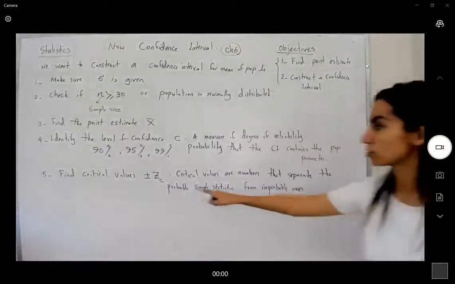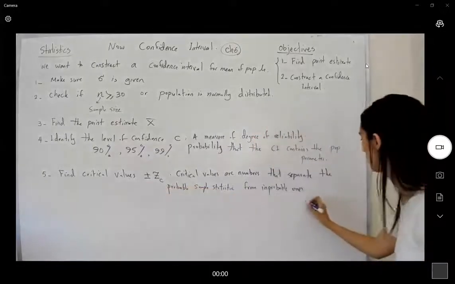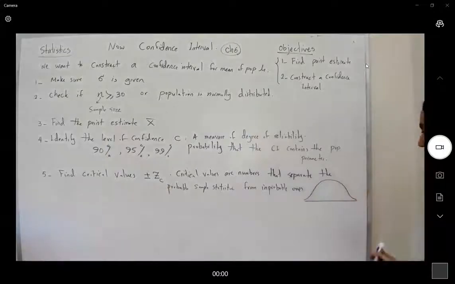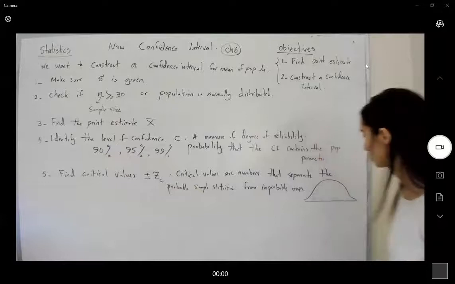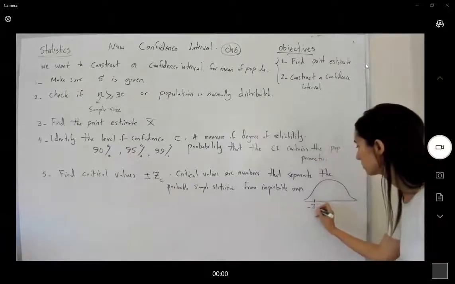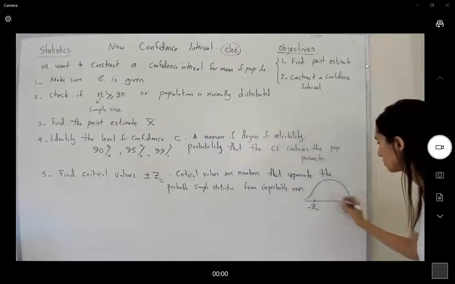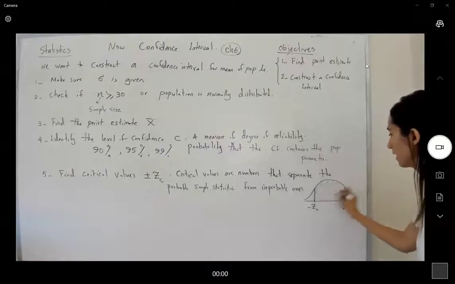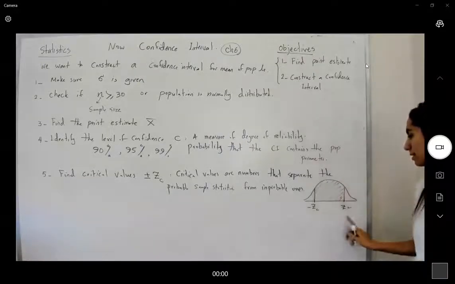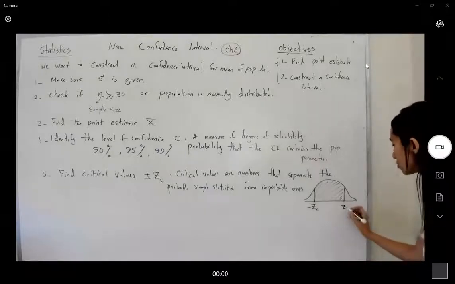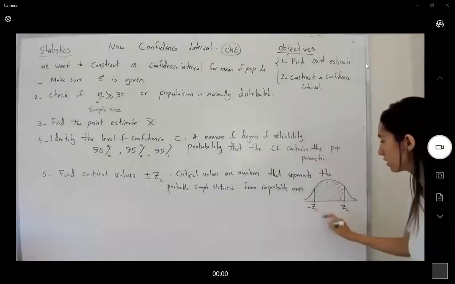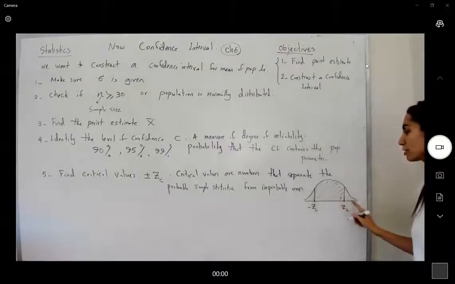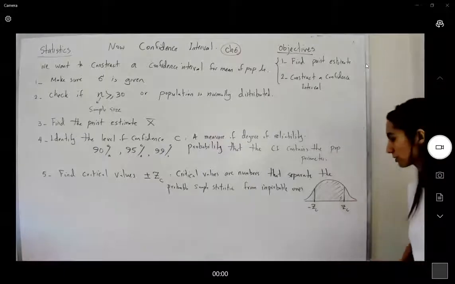Since these are z values, the z values are on the horizontal axis. Suppose this is your normal graph, and here is negative zc, positive zc, and you get the area in between minus zc and positive zc. As I mentioned, these are just critical values. Later on, we say that these two separate rejection regions from non-rejection regions.